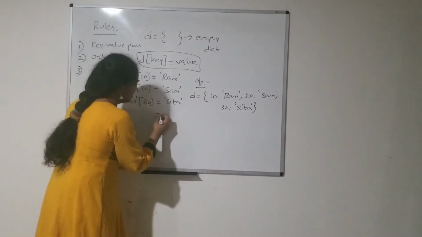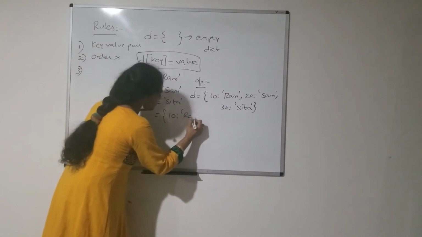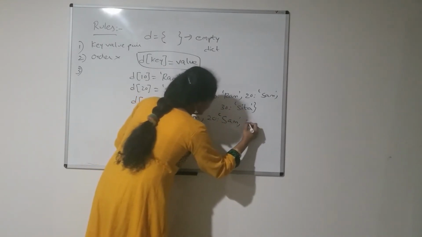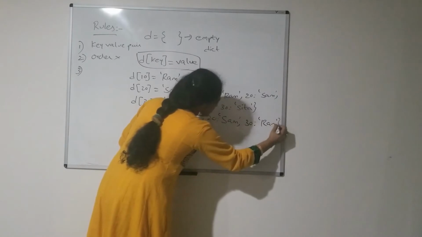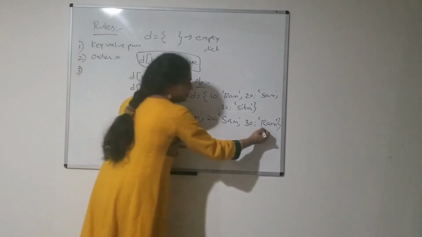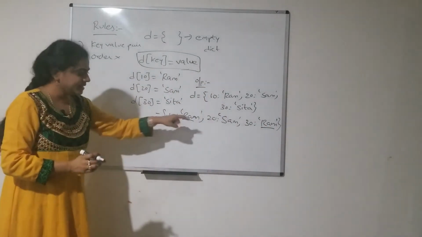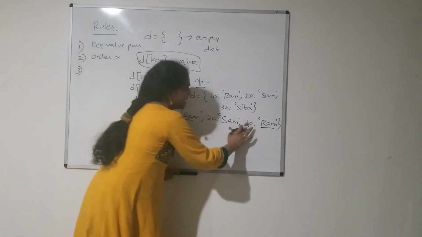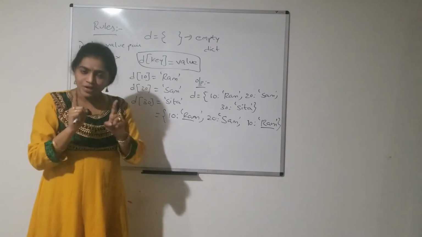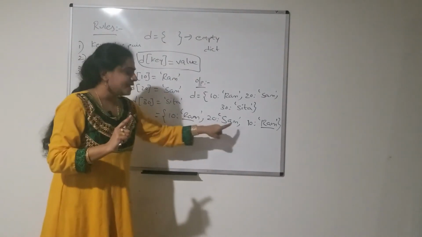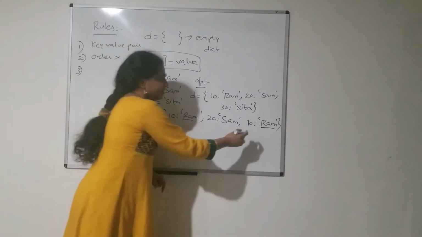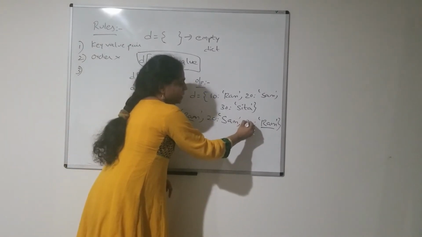That means here, see, 10 colon Ram, 20 colon Sam, 30 colon again Ram. So here if you observe, Ram and Ram, that means the values are duplicates, and it is allowed. But you should not use the keys as duplicates. Keys should not be allowed as duplicates, but you can use values as duplicates. You can repeat the values.